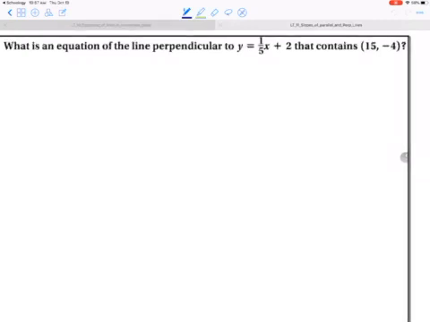Here's a classic way of applying this idea. What is an equation of the line perpendicular to this line that contains this point? This is a classic. The first thing we need to extract from this is the slope, which is 1/5. But now a slope of a line perpendicular will be the negative reciprocal, so it'll be -5/1. So I've got to use this slope with my point, x and y, to solve for what the y-intercept would be. So I'm going to do y equals my perpendicular slope.